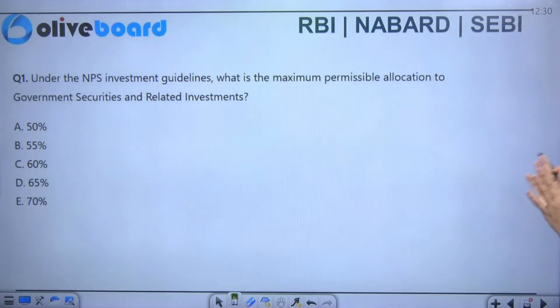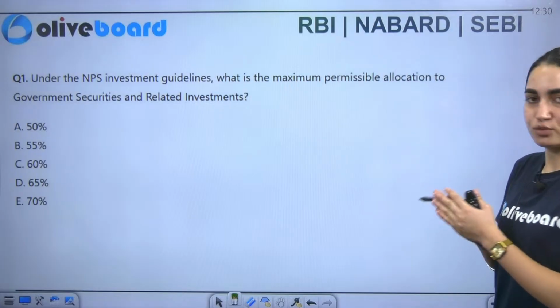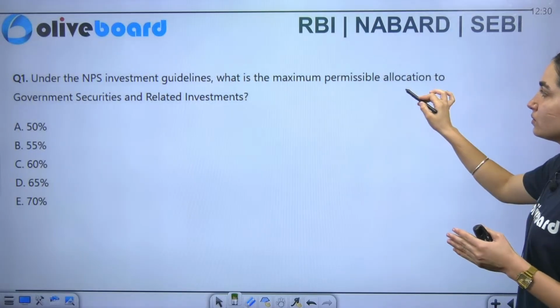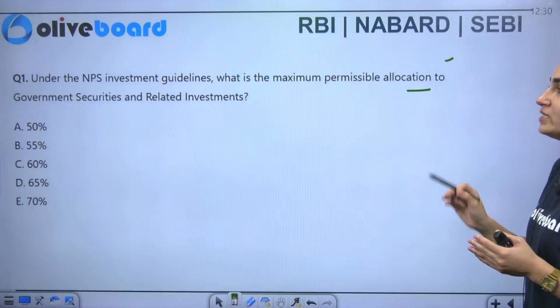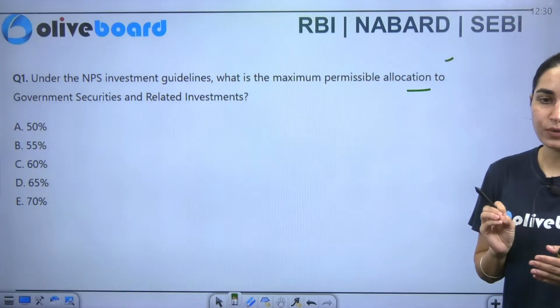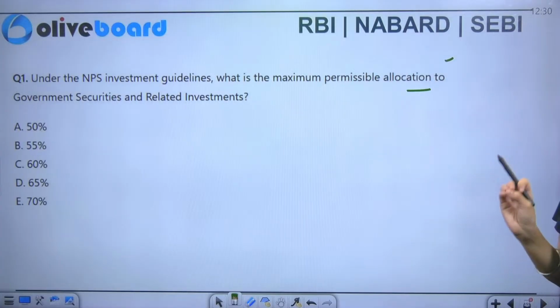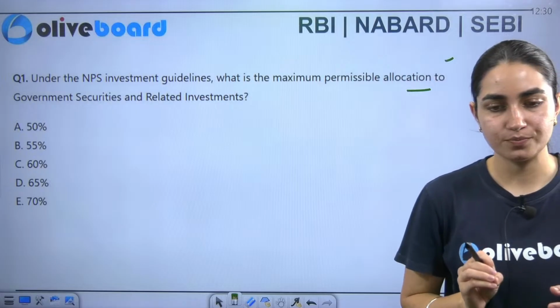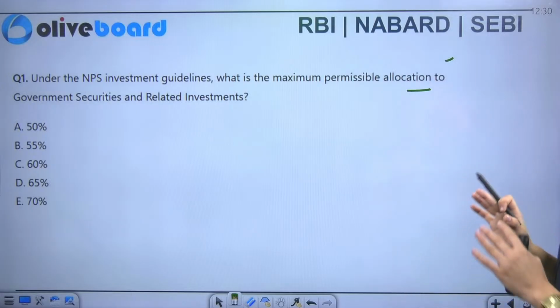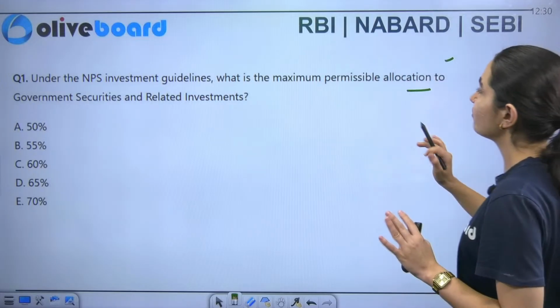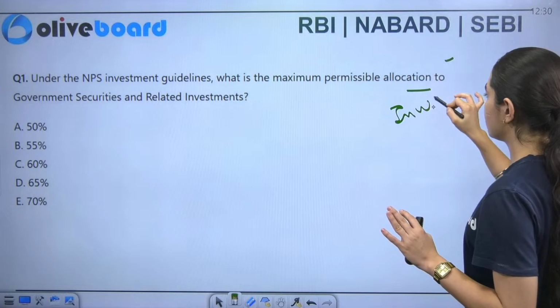Now the next question clearly says, under NPS investment guidelines, what is the maximum permissible allocation to government securities and related investments? Is it 50%, 55, 60, 65, or 70%? Here we are not talking about anything else. Now we have started with the investment part.